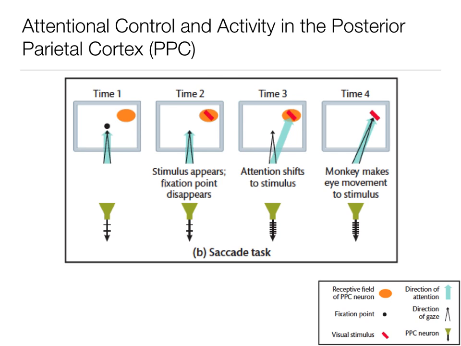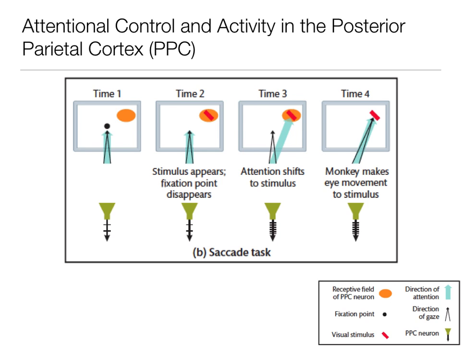Again, we talked about that attention shift before eye movement. So the monkey is still foveating at the center, but the attention is now in the periphery, okay? And you can do that. You can stare at something, but have your attention on something in the periphery, and that's what the monkey's doing at time 3.